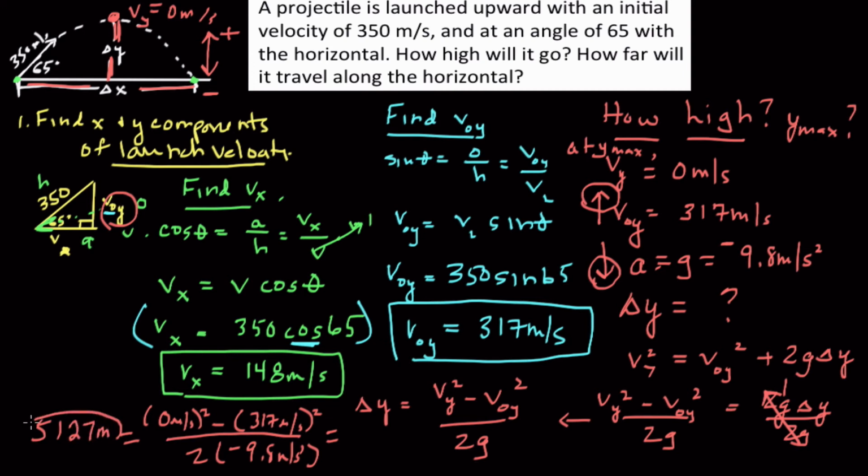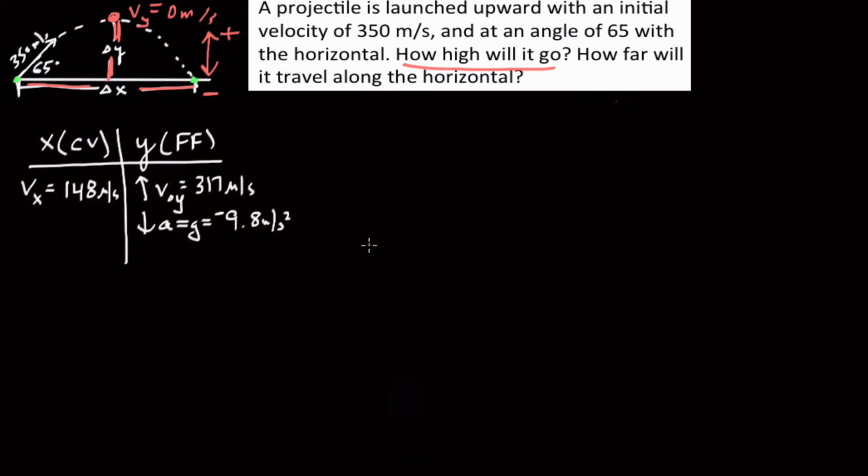That's quite a displacement, right? So it's going to go a little over 5 kilometers up in the air if you launch it at 350 meters per second. So I found this part. How high will it go? I solved that part. Now I want to know how far will it travel along the horizontal. So let me get rid of a lot of this work, and we'll go back and we'll solve that part of the problem. So I erased all that other stuff, and I put what I had calculated into this table here.